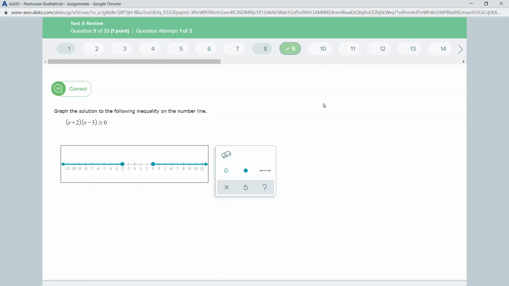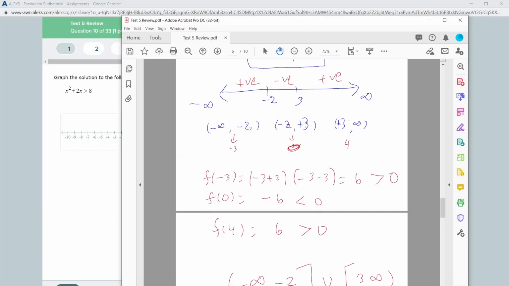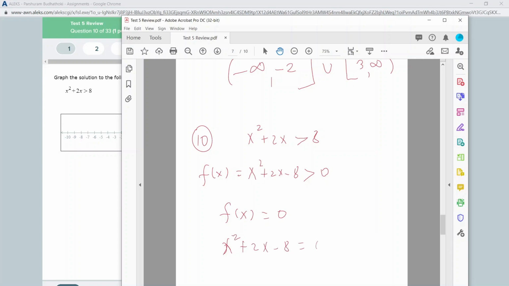Great. Let's go to the next problem, problem 10. This is a very similar problem, but here you need to move this 8 to the left side first. So problem 10, we need to solve x squared plus 2x is greater than 8. So we can just bring everything on the left side and make the right side 0. You always have to do that. And now let's say this is your function f of x, and now we need to find where this function is 0. So that means you need to solve this quadratic equation.